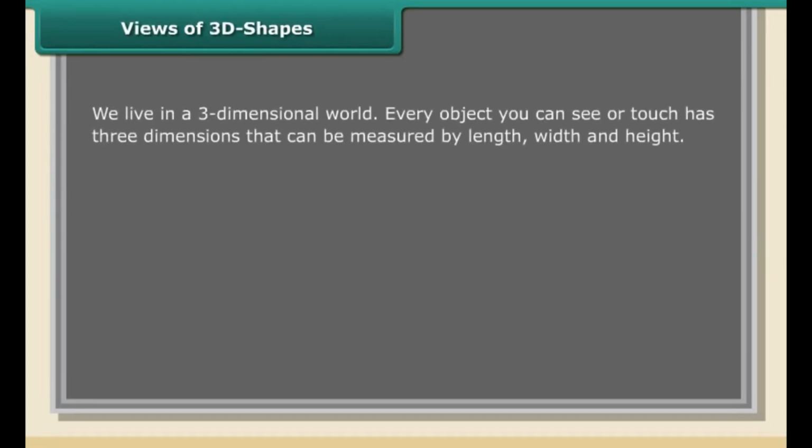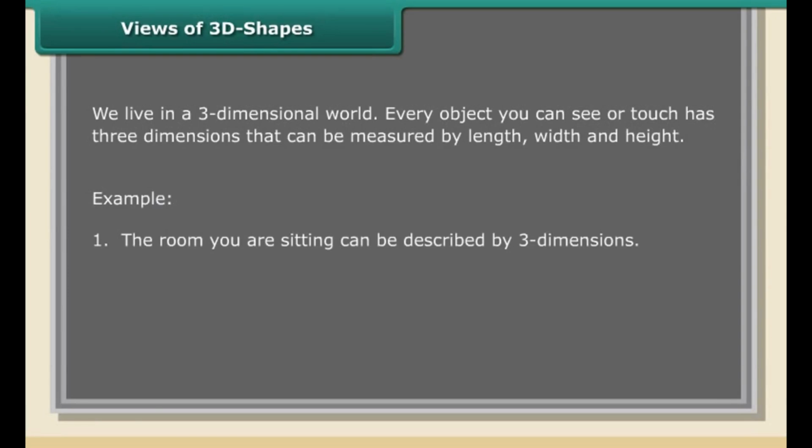Views of 3D shapes. We live in a three-dimensional world. Every object you can see or touch has three dimensions that can be measured by length, width and height. Example 1. The room you are sitting can be described by three dimensions.